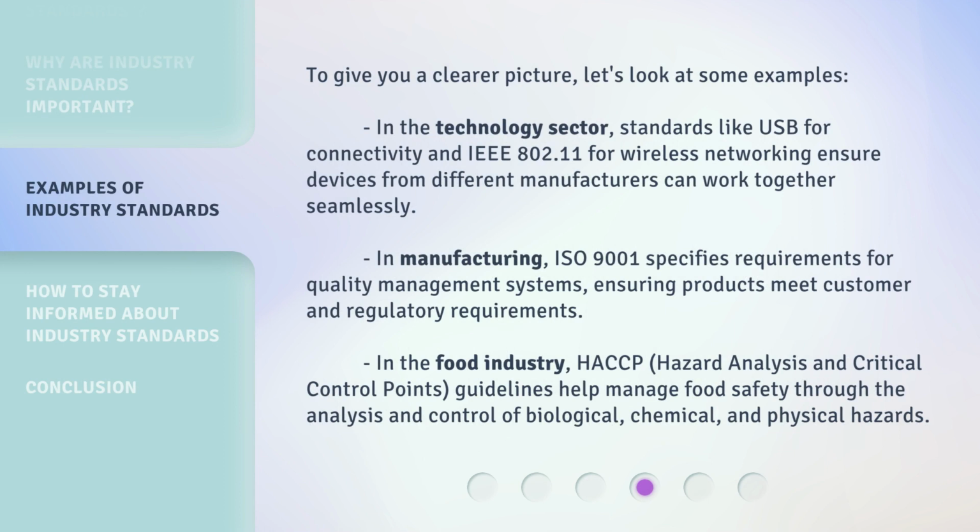To give you a clearer picture, let's look at some examples. In the technology sector, standards like USB for connectivity and IEEE 802.11 for wireless networking ensure devices from different manufacturers can work together seamlessly. In manufacturing, ISO 9001 specifies requirements for quality management systems, ensuring products meet customer and regulatory requirements. In the food industry, HACCP, Hazard Analysis and Critical Control Points, guidelines help manage food safety through the analysis and control of biological, chemical, and physical hazards.